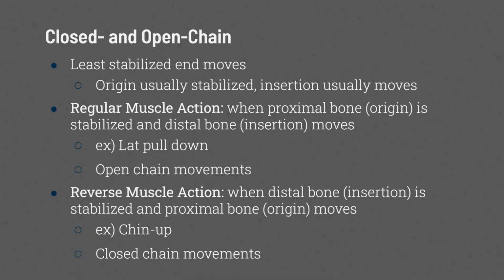Reverse muscle action is when the distal bone or the insertion is stabilized and the proximal bone or the origin is moving, such as a chin up, right? You're grabbing the bar, so your forearm is not moving. You are pulling your entire body up to the bar. And that is a closed chain movement.